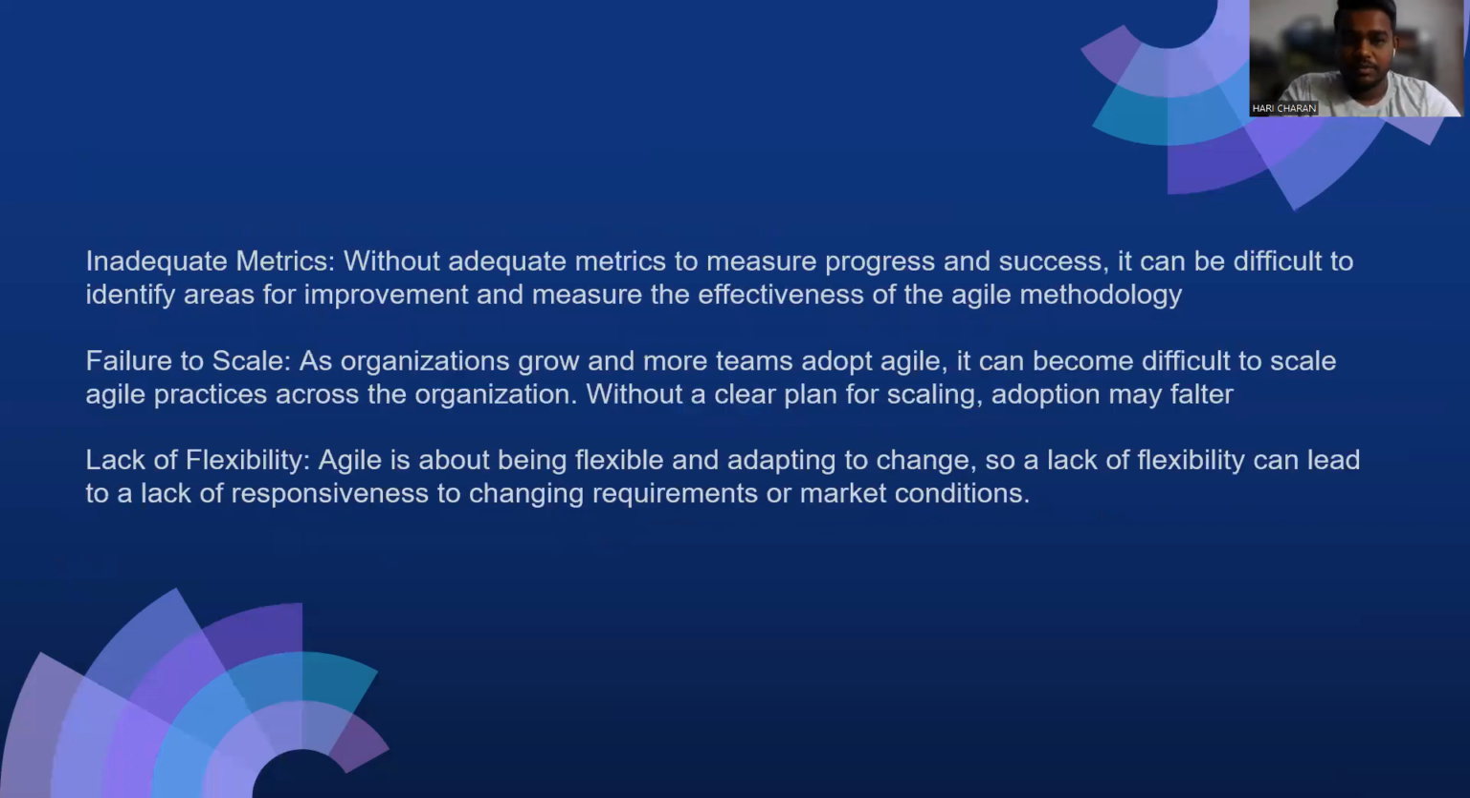So these are the other three failure modes: inadequate metrics, failure to scale, and lack of flexibility. Let's go for inadequate metrics. Metrics is nothing but a measurement. Without proper measurement, we cannot measure the progress and success of the project. So we should definitely measure the project before starting it. If we measure, we can get the actual idea and know all the consequences in advance. With adequate metrics, we can identify areas of improvement and also measure the effectiveness of the agile methodologies we implement in the project.